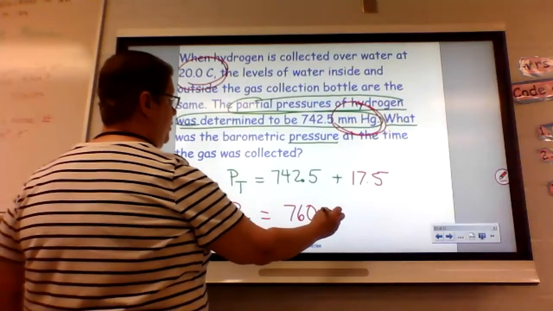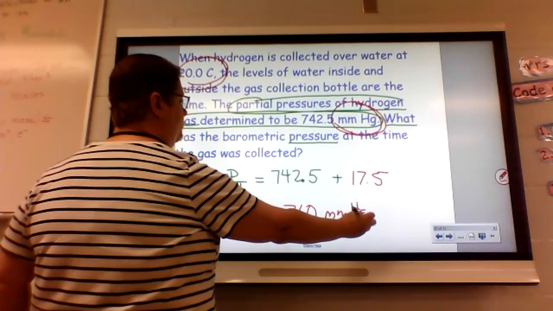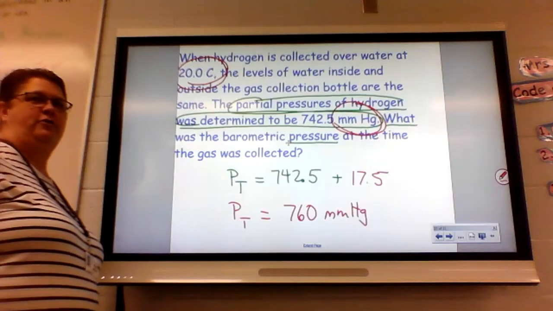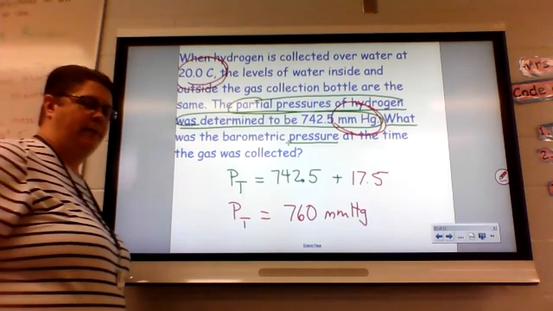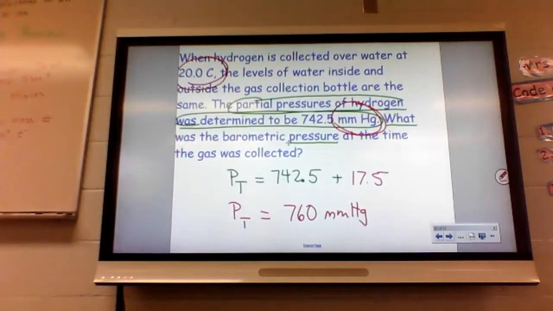And then you just write millimeters of mercury. Any big issues with how to use the chart or the formula? No? Okay. Now, let's talk about mixing all 5 of these up.